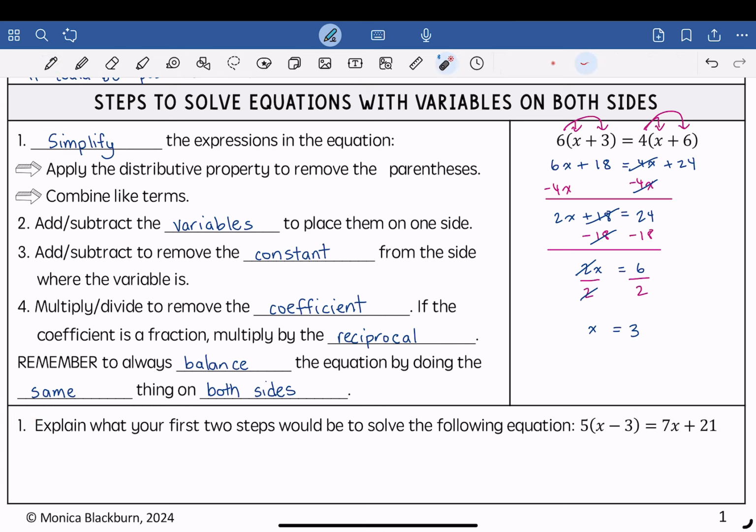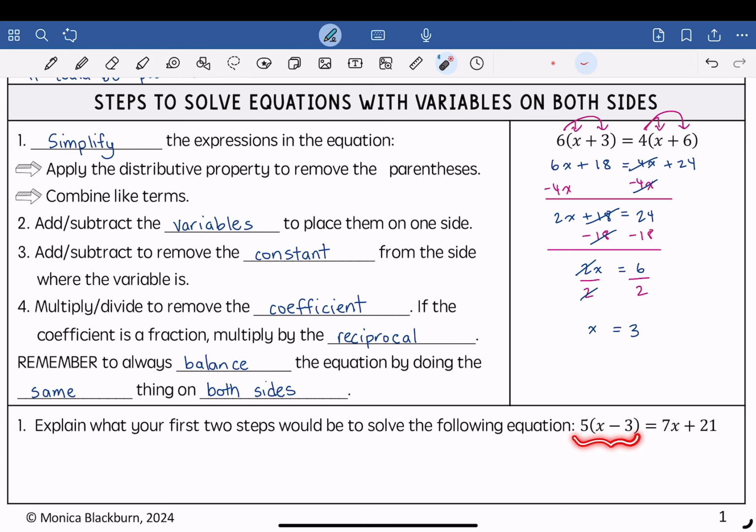Question 1. Explain what your first 2 steps would be to solve the following equation. The equation here is 5 times (x + 3) is equal to 7x plus 21. Looking back at the steps, step 1 is to simplify the expressions in the equation. We have 2 expressions on the left side and one on the right side. There's nothing we can do to simplify the expression on the right side.